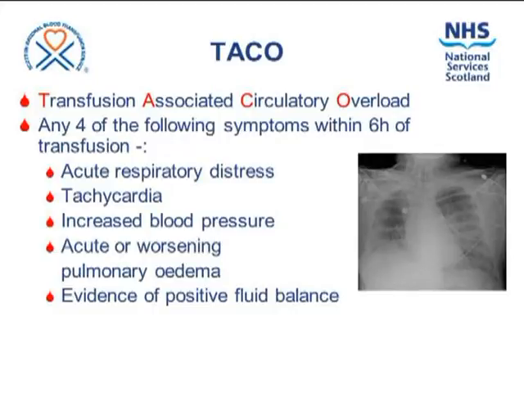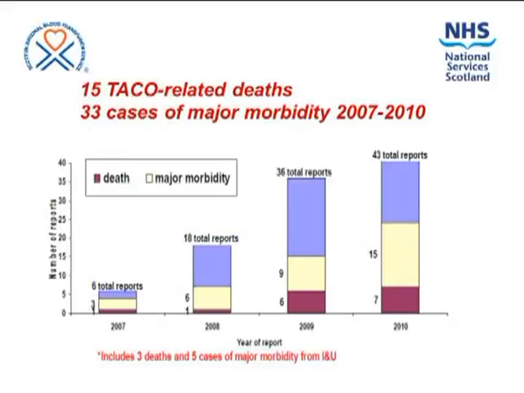So first of all, TACO. The definition of this condition is that the patient has any 4 of the following symptoms within 6 hours of a transfusion. The symptoms include acute respiratory distress, tachycardia, increased blood pressure, acute or worsening pulmonary edema, and evidence of a positive fluid balance.